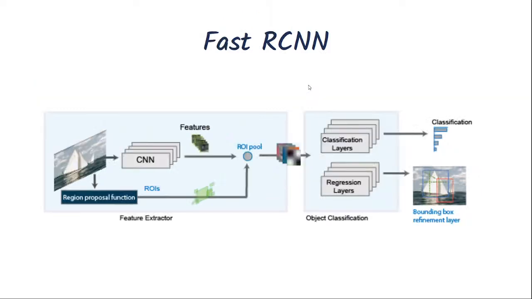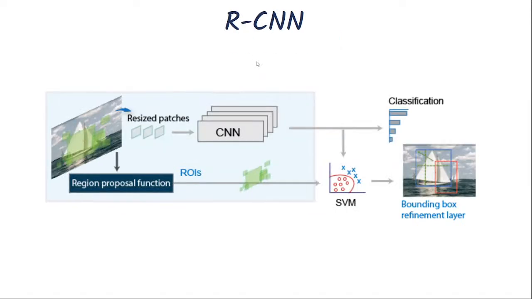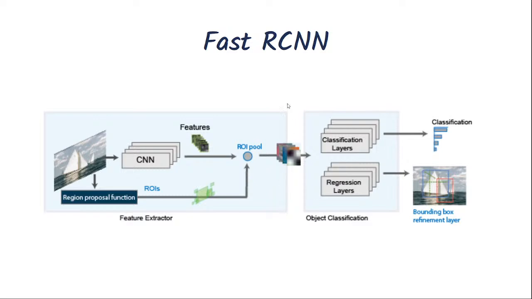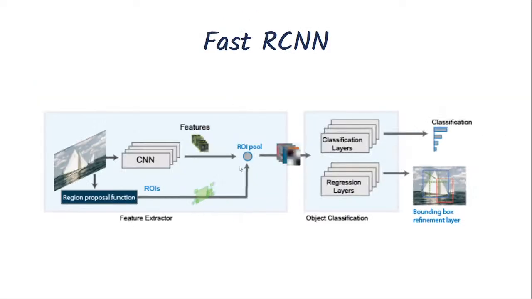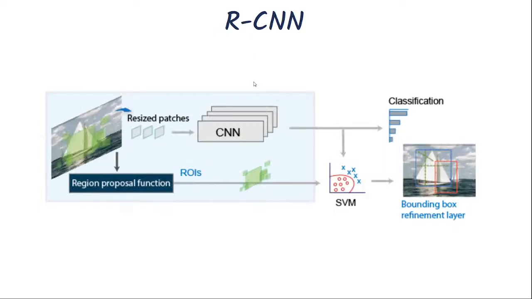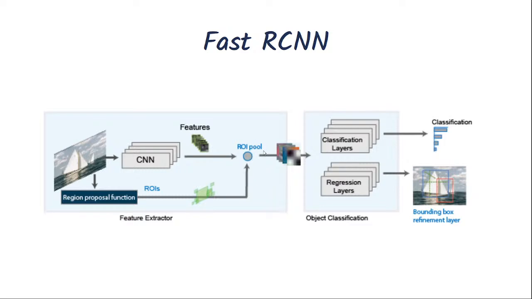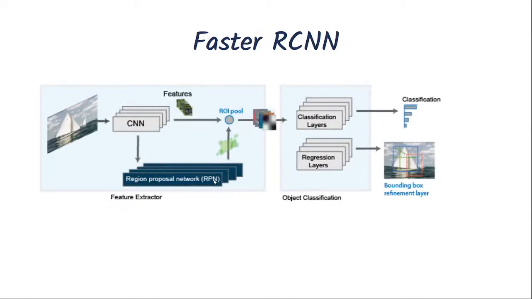In RCNN, you have 3 categories: RCNN, fast RCNN, and faster RCNN. In RCNN, for regression they use support vector machines to get the bounding box refinement layer. RCNN has only the regional proposal functions to get the features. In fast RCNN, you have the ROI pooling layer to reduce the number of bounding boxes and make it fast. Faster RCNN has a regional proposal network as well as the ROI pooling layer. So that's fast RCNN.